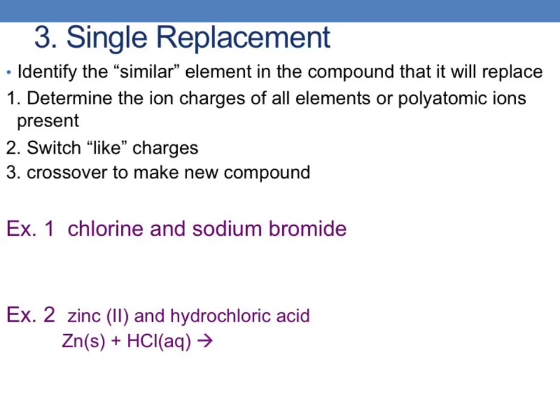Chlorine and sodium bromide. Formula for chlorine is what? Cl2. Chlorine is a -1 charge when it hooks up. Sodium is a +1 and bromine's a -1. So the formula for that would be NaBr. So there's your starting point.